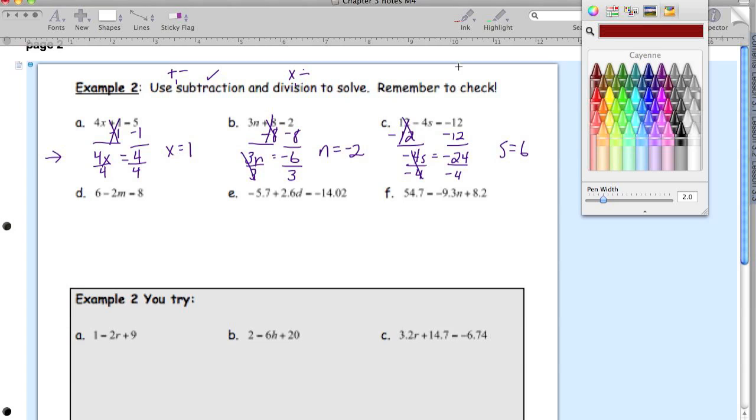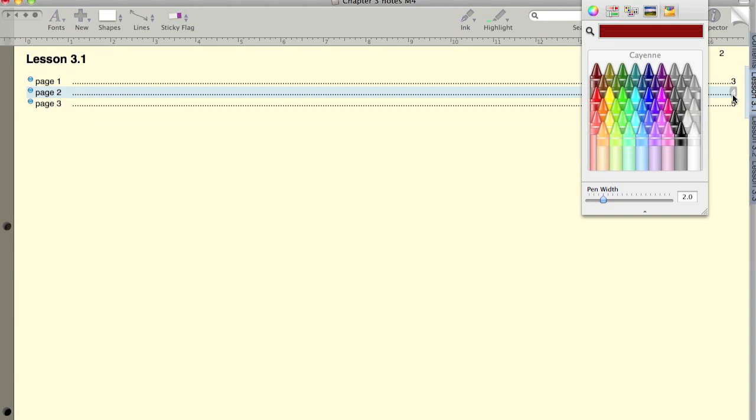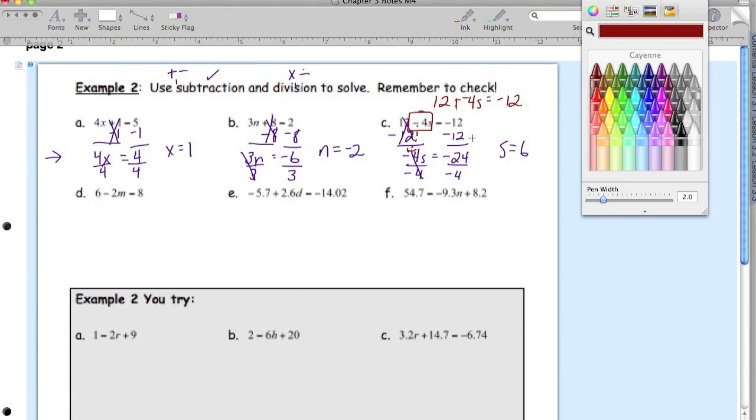Real quick, a side note. This original problem was 12 minus 4s equals -12. If it helps so that you don't forget to bring down the negative when you bring down the 4s, then maybe make that plus a negative right off the bat. Add the opposite right off the bat. It might help you to not fall into that problem, okay? All right, so we're going to do that on this one just so you can see what I mean.